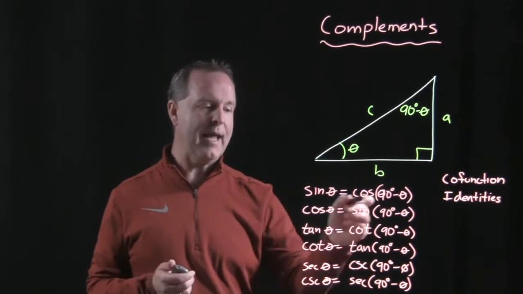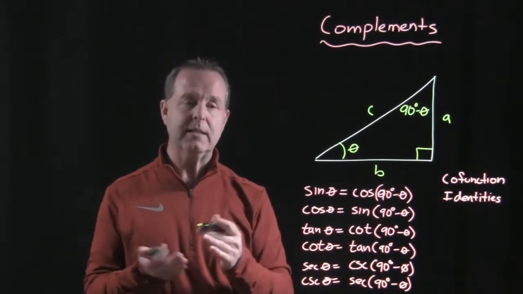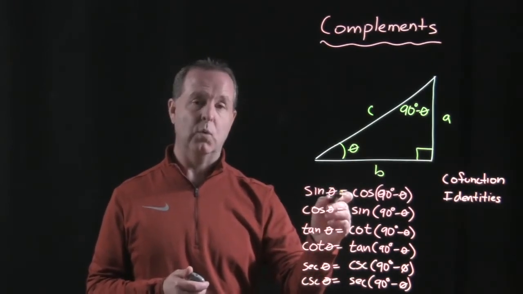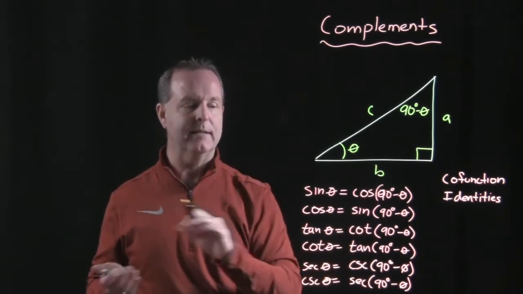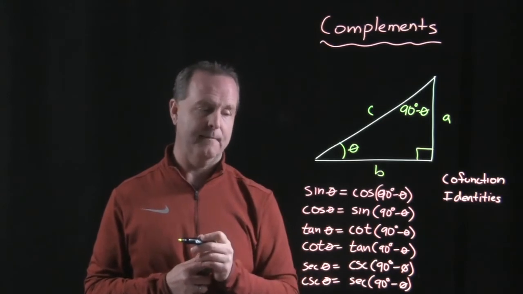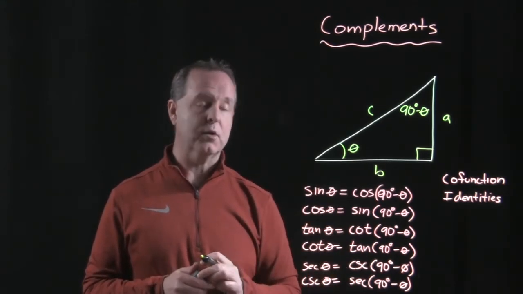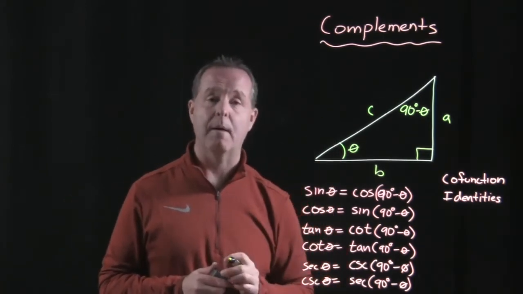So out of that, we have 6 co-function identities that we could develop that basically all state a similar pattern. So for example, sine of theta is the same thing as the cosine of 90 degrees minus theta. Or the sine of theta equals the complement of cosine of theta. Likewise, we work our way down for all those co-function identities, and that's based off this idea of complements.